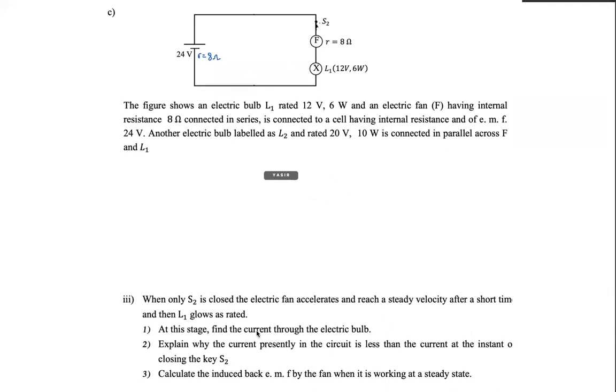At this stage, find the current through the electric bulb. Roman 3. We have to find the rated current. Let's go for that equation. Power rated is equal to rated voltage into rated current. This is important. And then L1 glows as rated. So rated power is 6, voltage 12. And what's the current? Rated I. Okay. Then now rated current is how much?